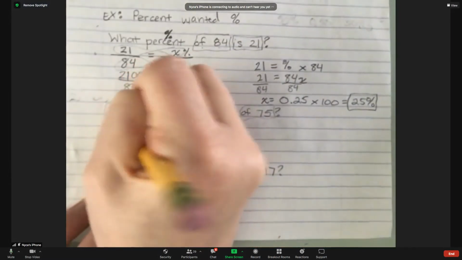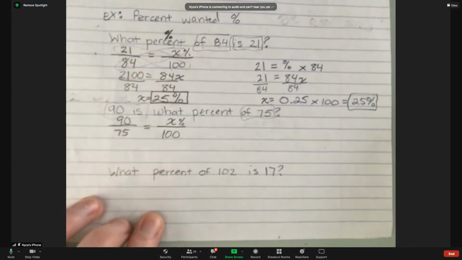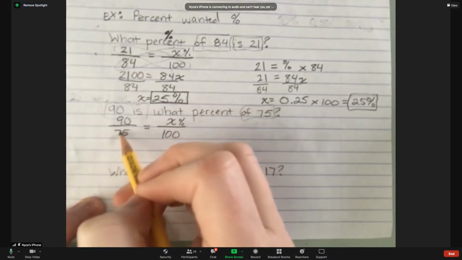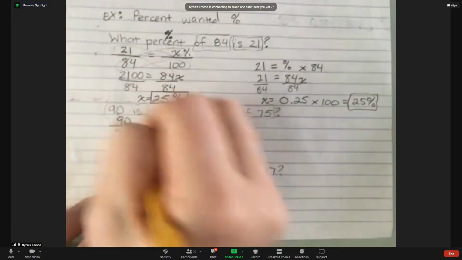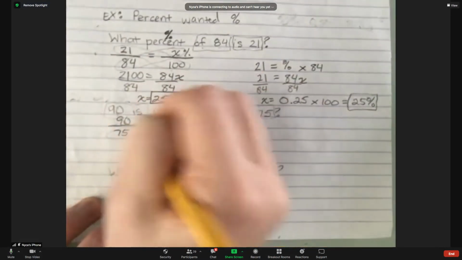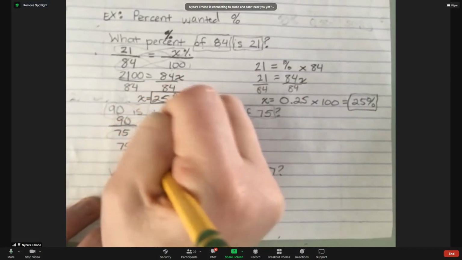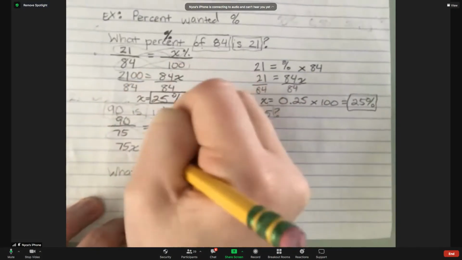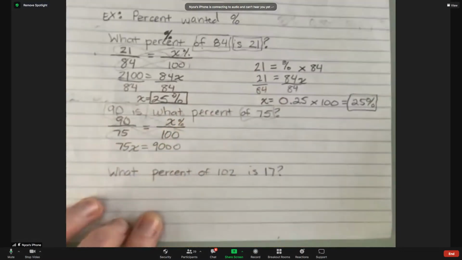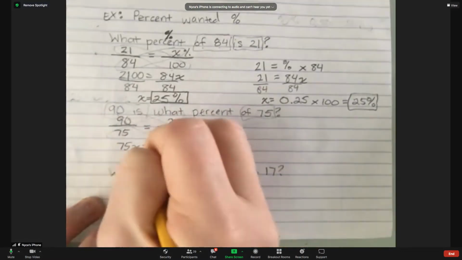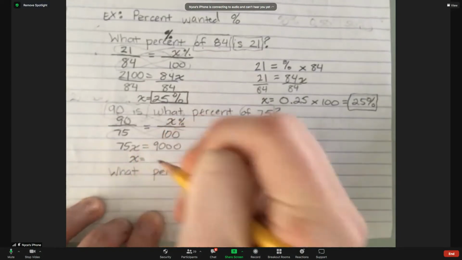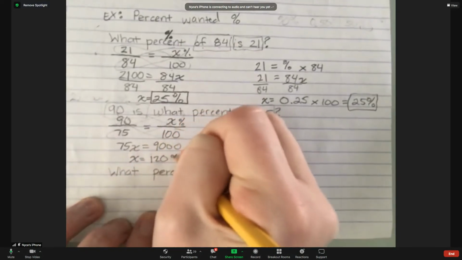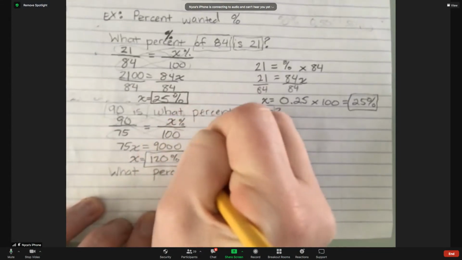Of 75. All right, well, right away, I notice this is top heavy. That means this should be over 100%. Now you do your cross product. So then you get 75x is equal to 90, and then add the zeros. So 9,000. Then divide by 75, divide by 75. X then, when you divide it, should get 120, and then don't forget, you want your percent sign.